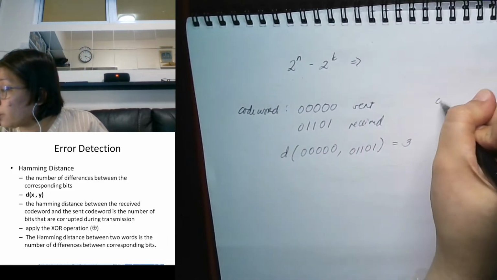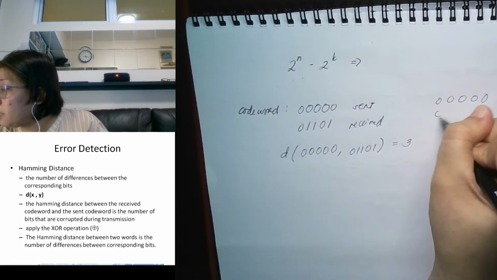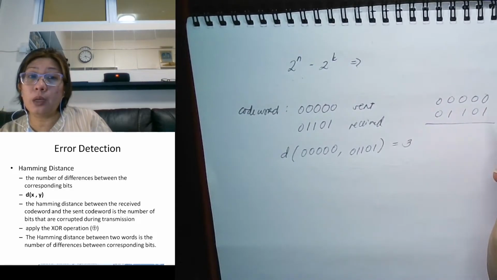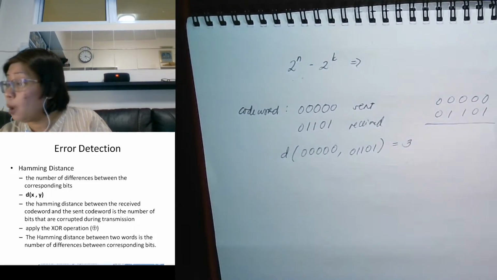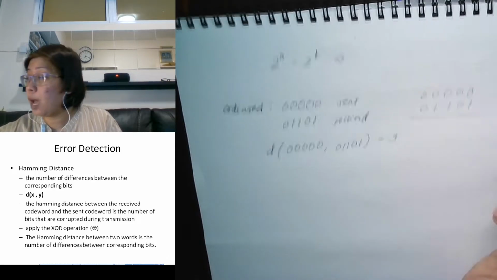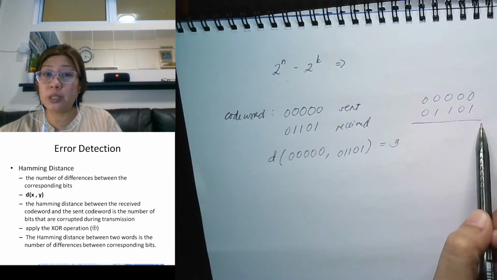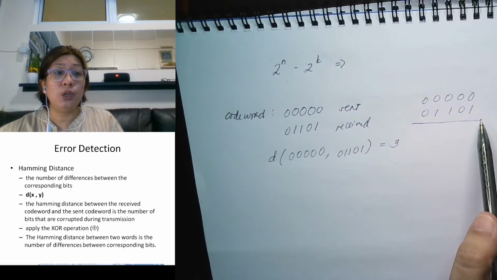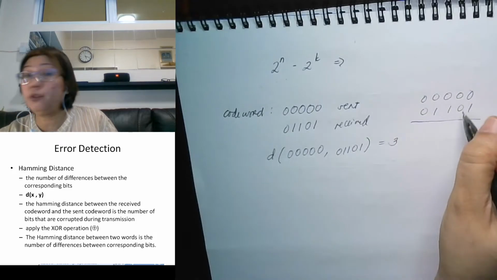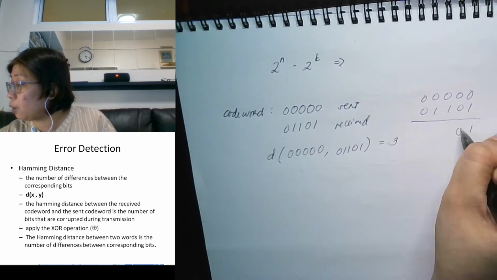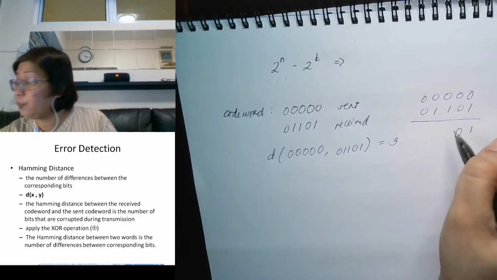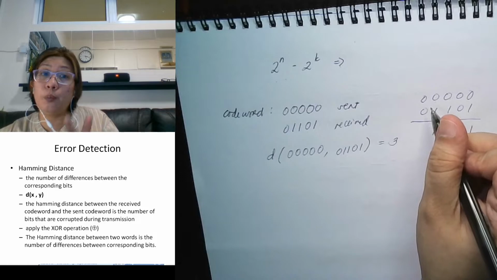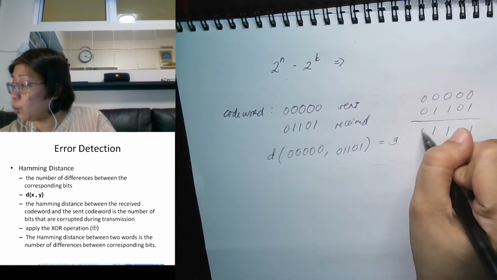So how do you XOR? 0 0 0 0 0 and 0 1 1 0 1. Using the XOR operation, when you have 0 and 1 or 1 and 0, the result is 1. If you have two zeros, that is equal to 0. And when you have two zeros or both ones, that is equivalent to 0.